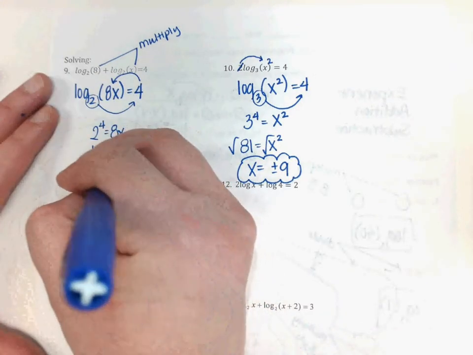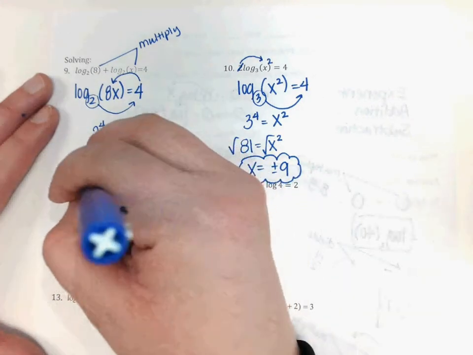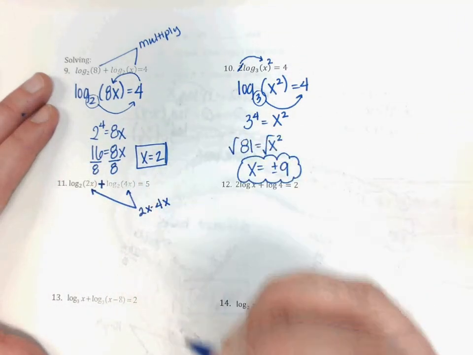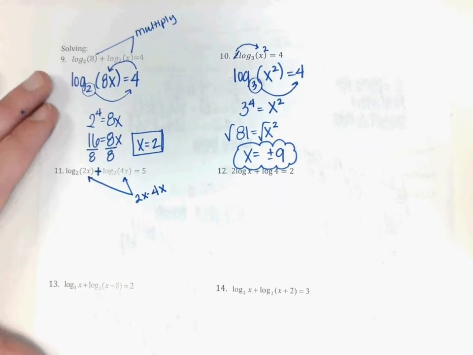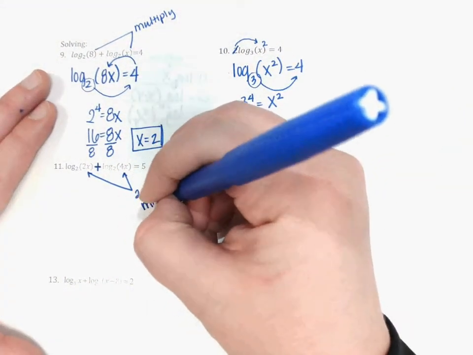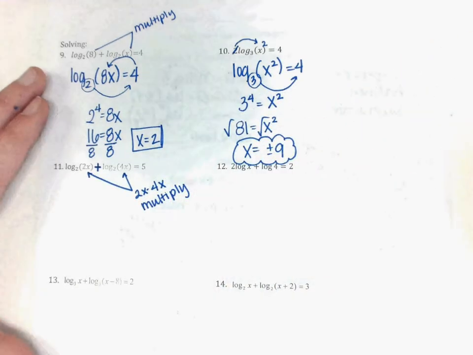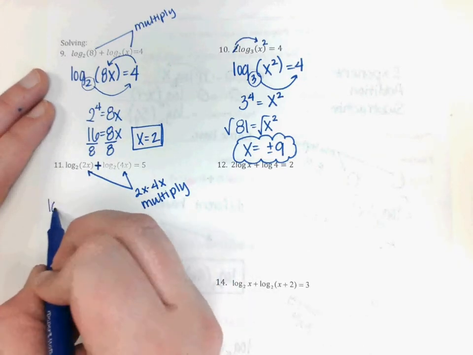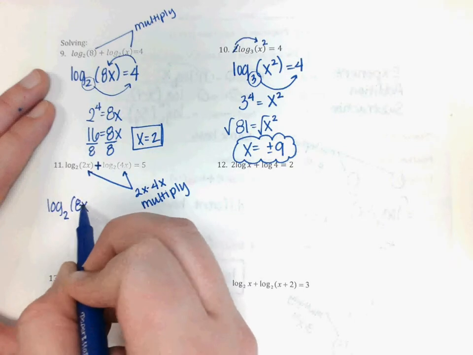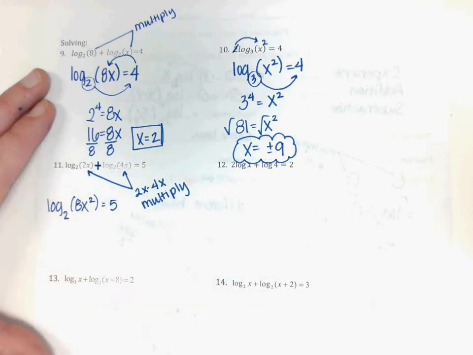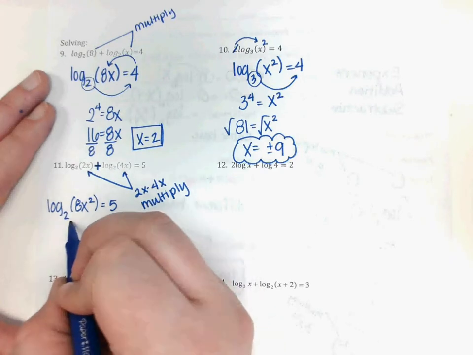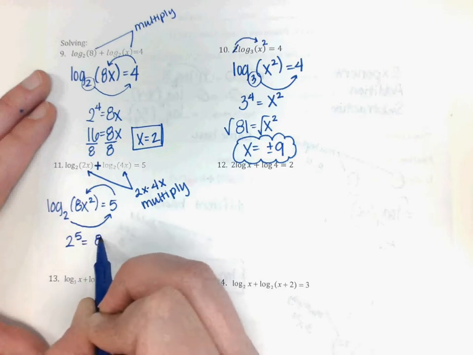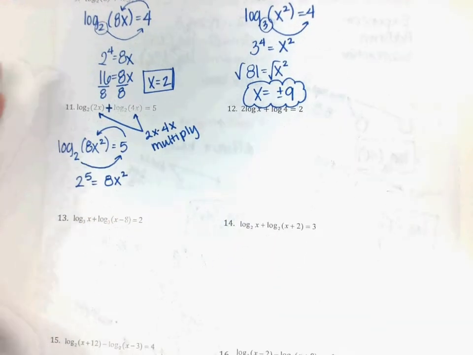Number 11, I have another plus in the middle. Plus tells me to do what with these? Multiply. What is 2x multiplied by 4x? Multiplying. 8x what? Squared. So my answer this time is going to end up with another squared in it. So I have log base 2 of 8x squared equals 5. Then I begin my loop from there. 2 up to the what? 5. Bring it back around, equals 8x squared.